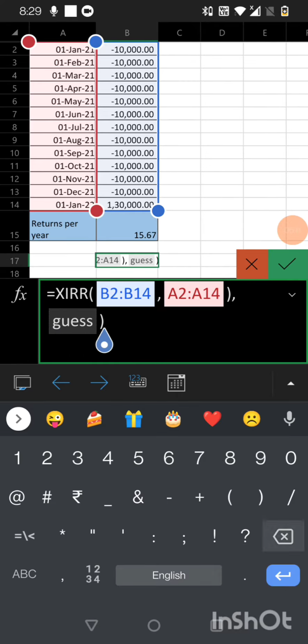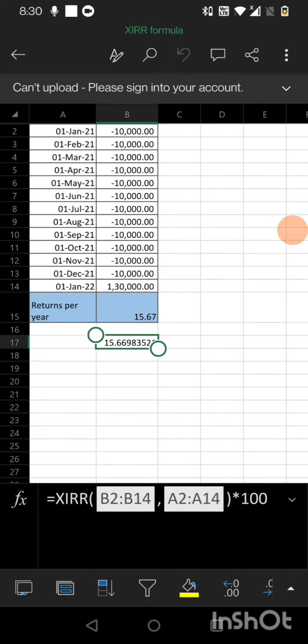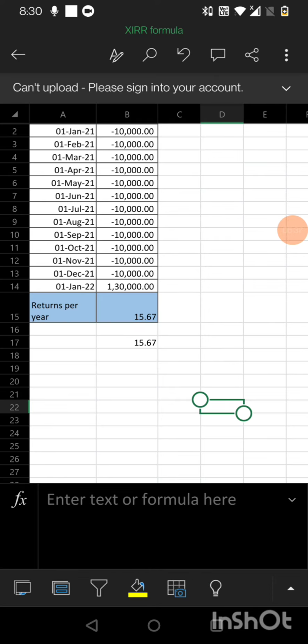Okay, so there is some guess here, okay? You can remove that, that is not required, and then multiply by 100 because we want to convert it into a percentage. Then I will just click here. Now you can see here 15.666. So just to make it more easily readable, I will remove the extra zeros, so now you can see here 15.67.